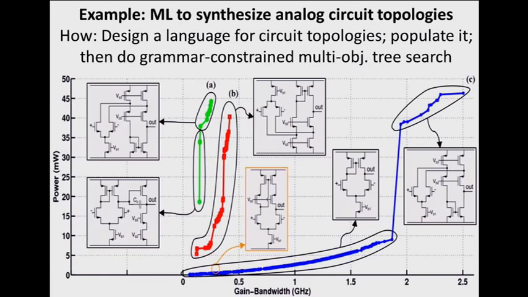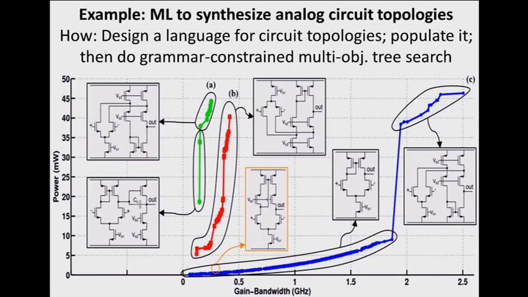So what the results are here, this is an example of a trade-off between gain, bandwidth, and power of a circuit. In this case, along here, every single one of these points is a sized topology. In this case, it's this topology, but each one of these points along here is just this topology with different sizings. But once it gets to a certain point, in this case about 1.8 gigahertz of gain bandwidth, it needs to switch to a different topology.